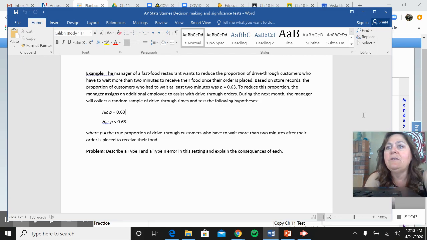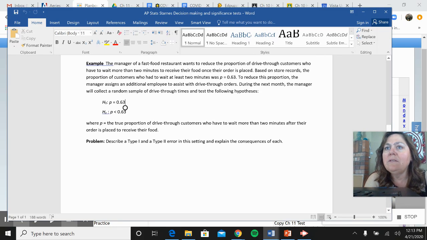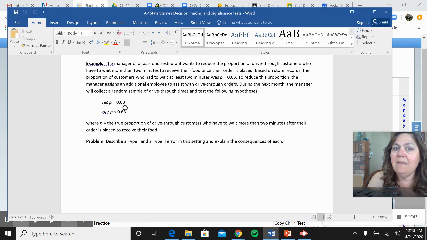I just want you to list what would be a Type 1 error in this setting, okay, and what would be the consequences of making that type of error, and what would be a Type 2 error in the context. And this is going to be on your test. Your chapter test is going to give you something very similar to this. And you just need to say what it is in context and what would be the consequences of making that type of error.